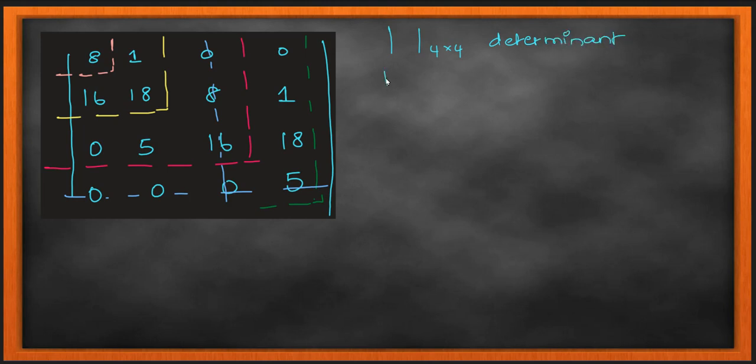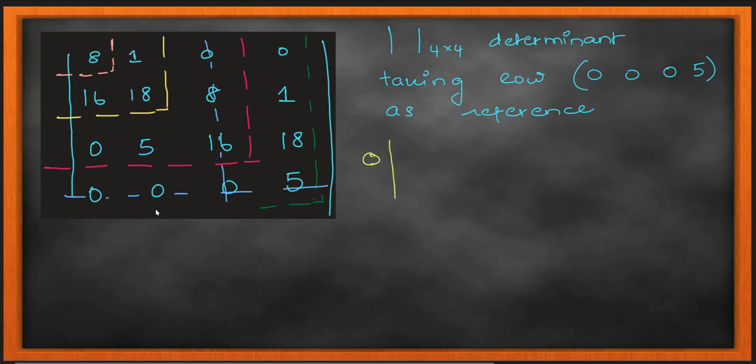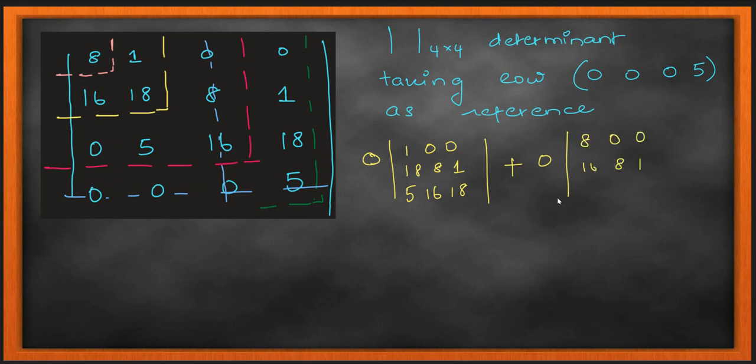I'm taking the bottom row, 0, 0, 0, 5, and then I'm going to write the determinant representation. So I'm going to write 0. When I take the first 0, I'm excluding the row and column which is aligned with that 0. So I'm getting the other elements 1 0 0, 18 8 1 and 5 16 18. Then for the next 0, I'm excluding the row and column which contains that 0. So I'm going to get 8 0 0, 16 8 1 and 0 16 18.